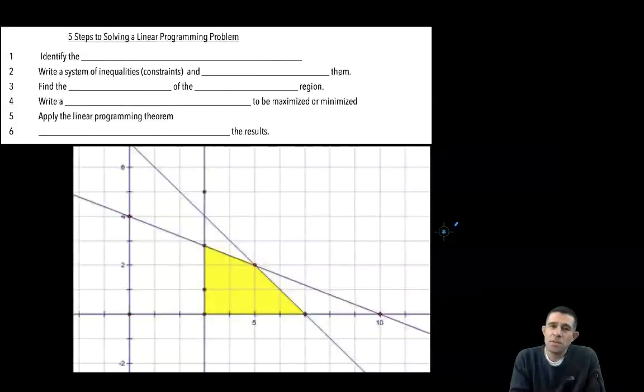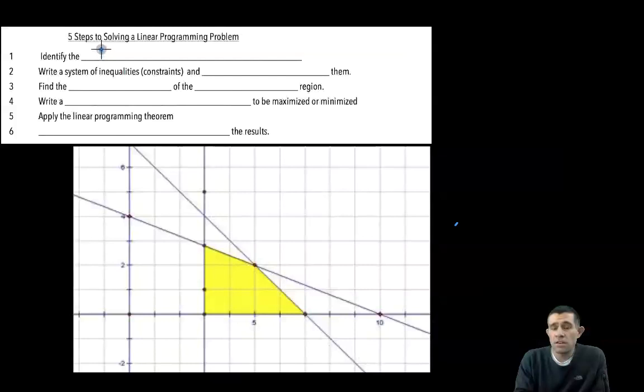Hey guys, today we're talking about solving a linear programming problem. Now, simply put, a linear programming problem looks to minimize or maximize some sort of linear combination of variables by looking at the vertices of a feasible region. Now, there are some steps when we go about solving a linear programming problem.